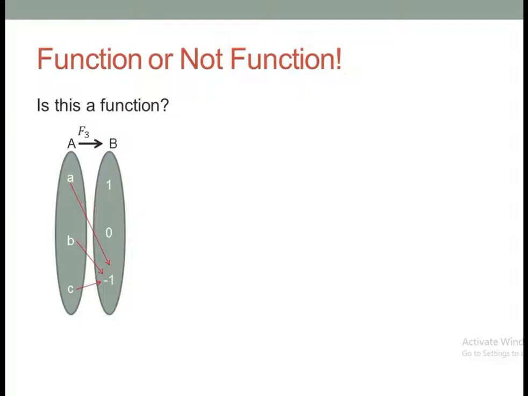Is this a function? Look, A has only one image, it's -1. B has only one image, it's -1. And C has only one image, this is -1. So none of the pre-images A, B and C has multiple images. Therefore, f3 is a function.